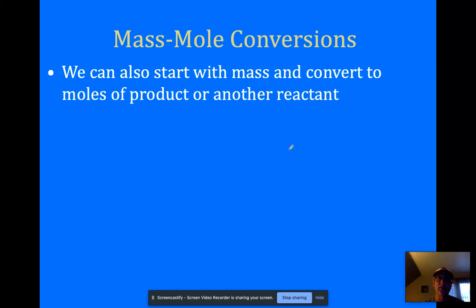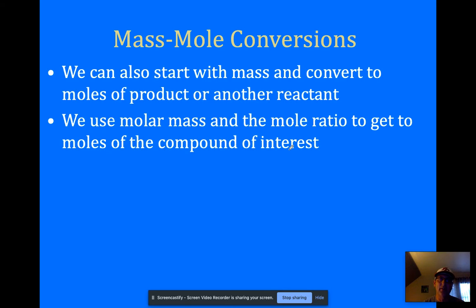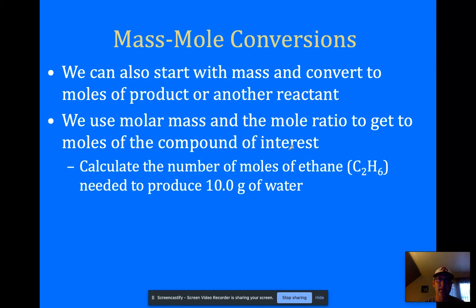So it says here we can also start with mass and convert to moles of product or another reactant. We use molar mass and the mole ratio to get to moles of the compound of interest. So again, this is one that isn't in your note packet. You can just kind of follow along. Calculate the number of moles of ethane needed to produce 10 grams of water. So here's the balanced equation. You wouldn't have to come up with that. It's just a combustion equation of ethane plus oxygen equals carbon dioxide and water.